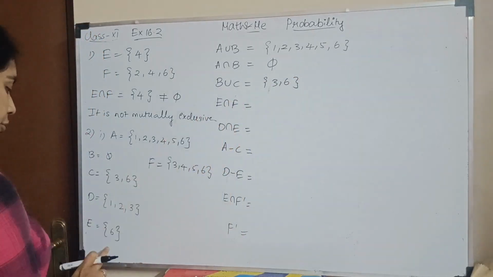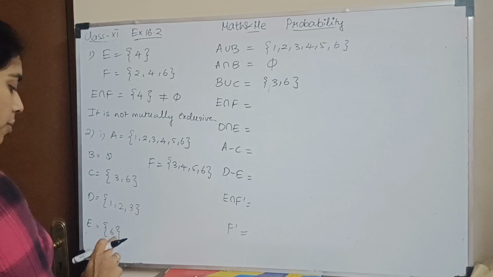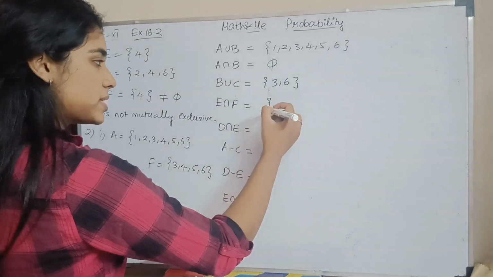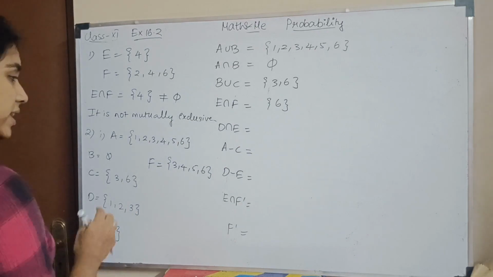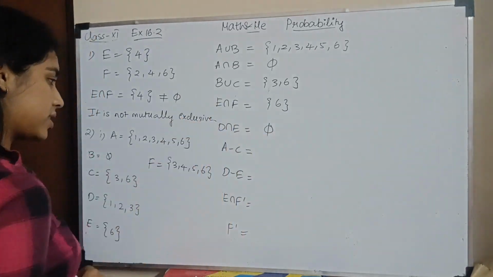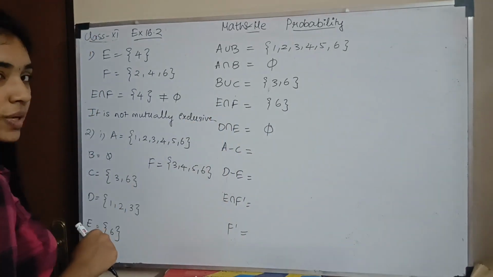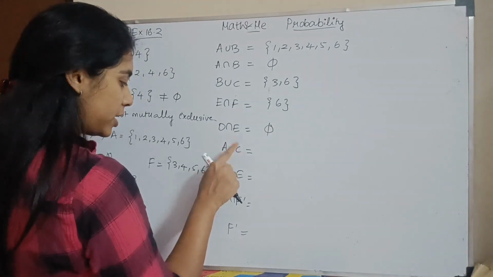E intersection F. What is the common element in both E and F? It is number 6. Next, D intersection E. What is the intersection of these two? You do not have an intersection. Null set. A minus C, which means the elements are in A but not in C.